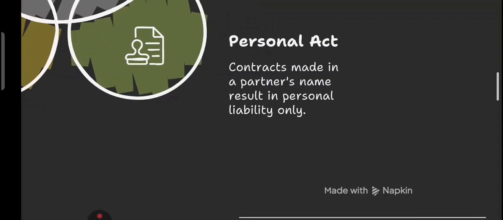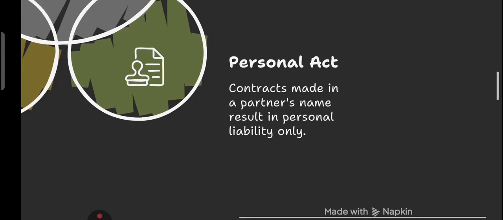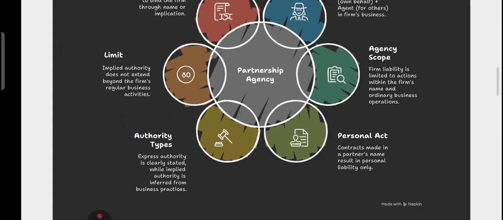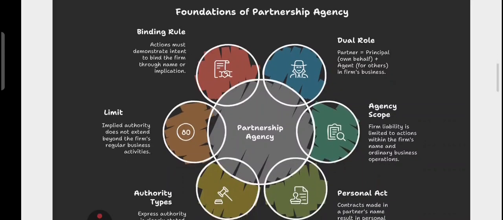If you look at the personal act, if a partner makes a contract in their own name, it becomes a personal responsibility. मान लीजिए कोई पार्टनर है, वो एक कॉन्ट्रैक्ट कर रहा है अपने नाम पे, तो ये पर्सनल रिस्पॉन्सिबिलिटी हो जाता है और फर्म इज नॉट रिस्पॉन्सिबल फॉर दोज एक्शन. So what we have discussed is the partnership agency. So in a partnership, each partner has the power to act on behalf of the firm, but this power is limited to the firm usual business activity.